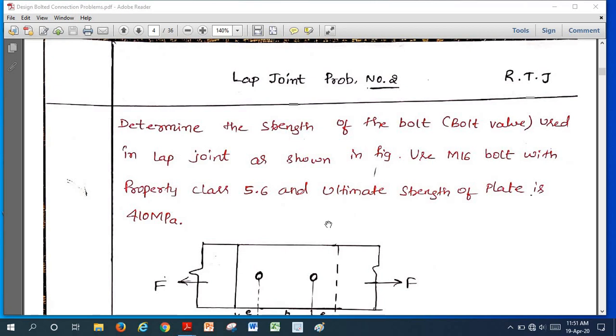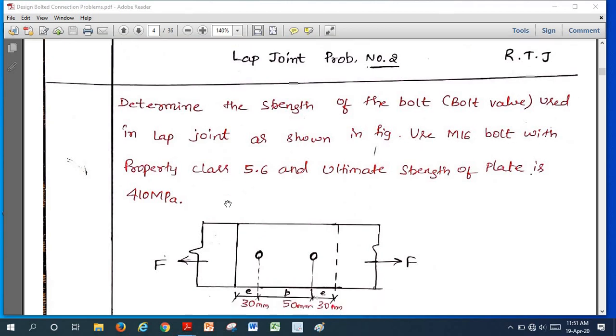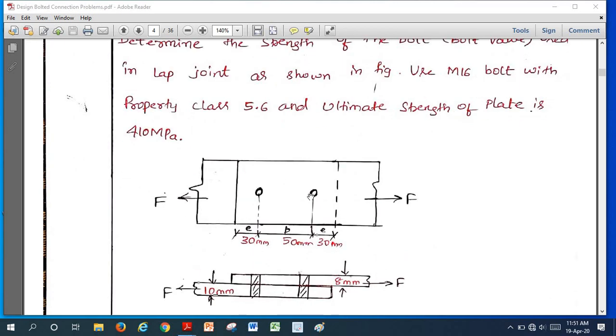Welcome back. Today we're going to discuss problem number 2 on lap joint chart. The problem statement here is: determine the strength of a bolt, or the bolt value, used in the lap joint as shown in the figure below. Use an M16 bolt with property class 5.6, and the ultimate strength of the plate is 410 MPa. So this is the figure they have given.